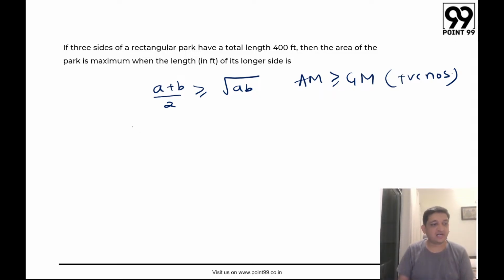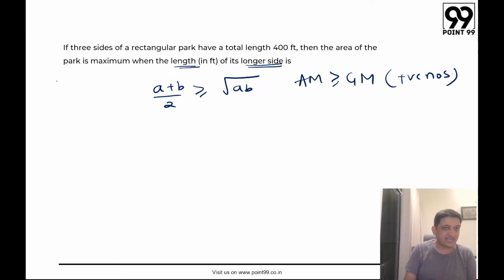Yeah, so let's start with this one. Let's have a look at this question. Fairly straightforward question. Now, three sides of a rectangular park have a total length of 400 feet. We have to find when is the area of the park maximum, and we have to find what is the length of its longer side. So whichever is the longer side, उसका dimension अगर अपने को पता चल गया तो we should be fine.